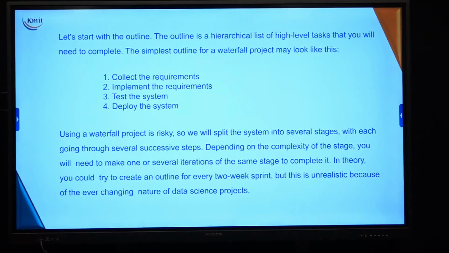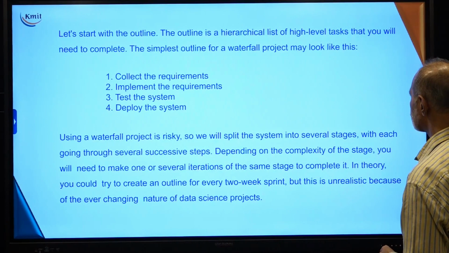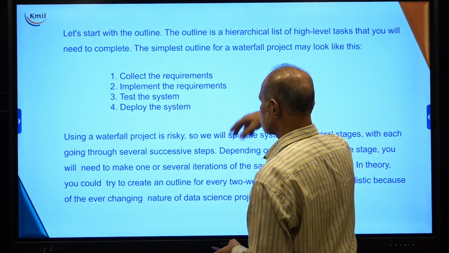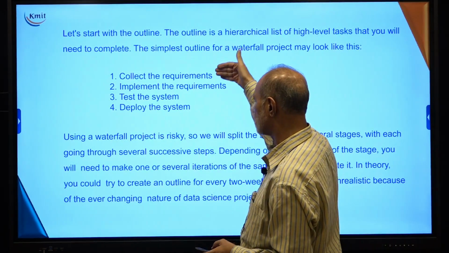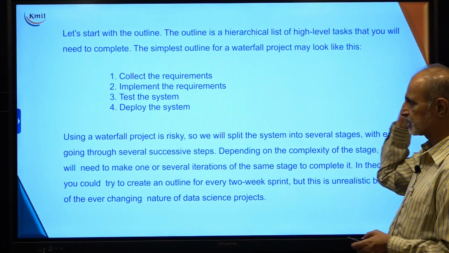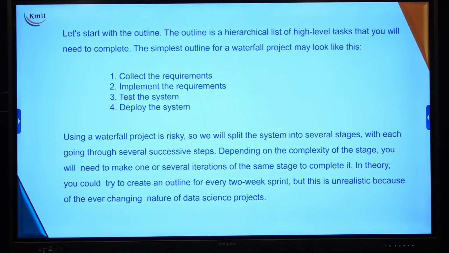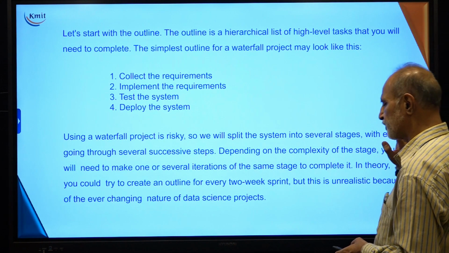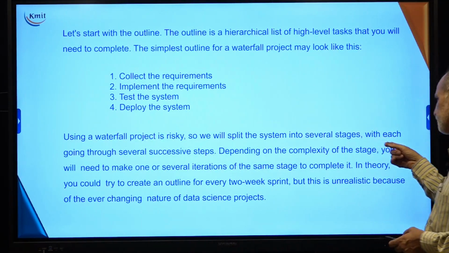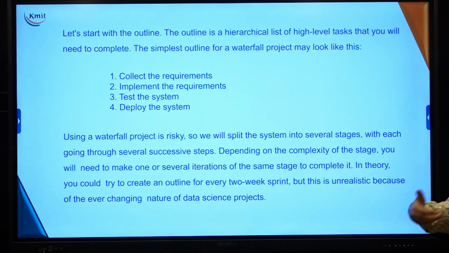Okay. So, we start with the outline. The outline is a hierarchical list of high level tasks that we will need to complete. The simple outline for a waterfall project is like this: collect the requirement. So, what the user wants, what the customer wants, implement the requirement, test the system and deploy. Very simple model: requirement analysis, do the implementation part, test the system and deliver it. Very simple waterfall model. Okay. So, using this approach is very easy, but this waterfall project is very risky. So, we will have to split into several subtasks which go through a successive number of steps. So, this way we will be able to estimate much better.